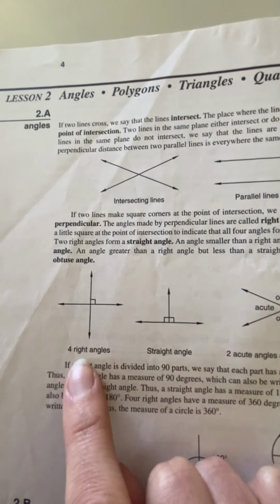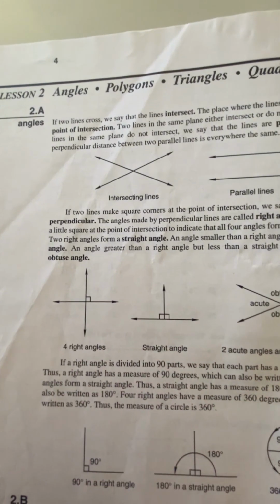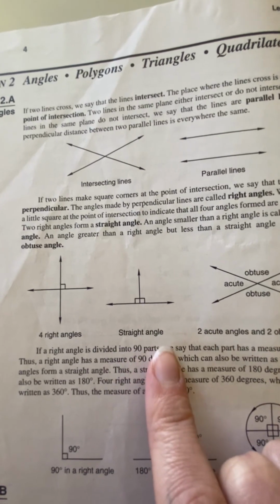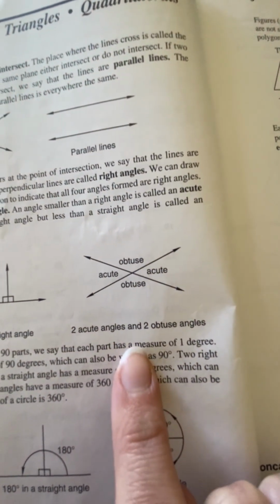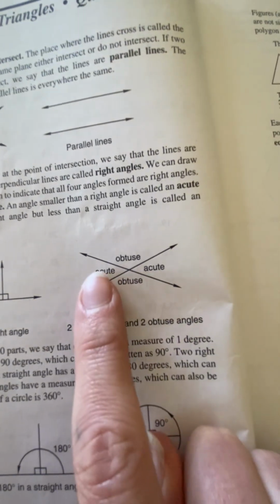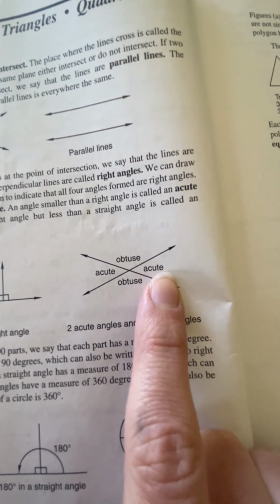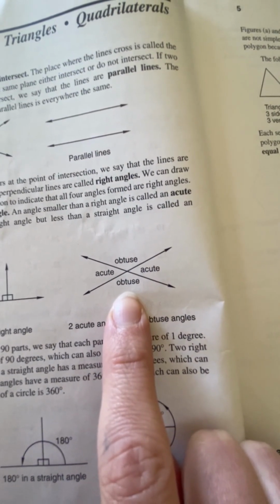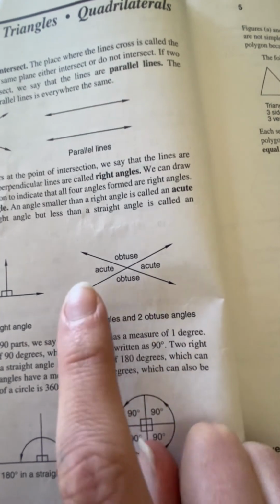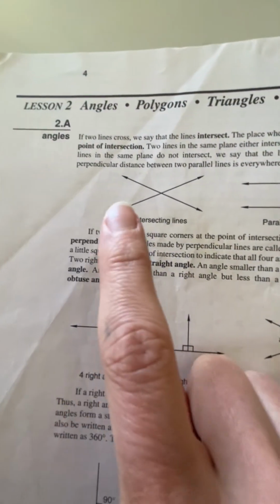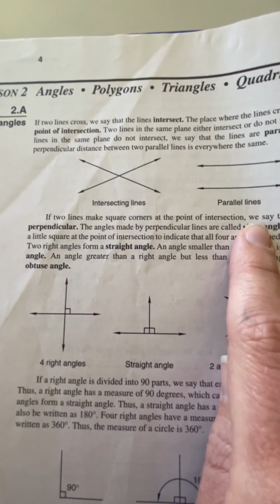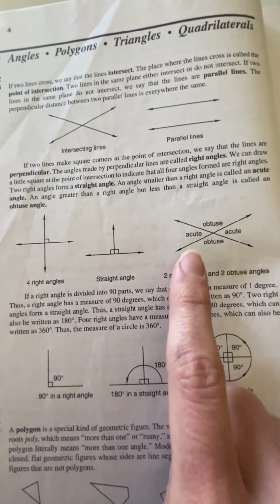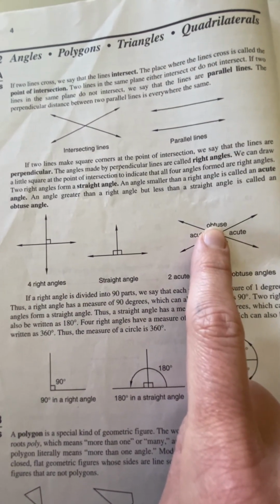So here we have four right angles. 1, 2, 3, 4 formed there. Here are two right angles squished up beside each other. That makes a straight angle. And here, if they do not create right angles, we have two acute angles, which means they are less than 90 degrees, two obtuse angles, which means they are greater than 90 degrees. Okay, so here again, intersecting lines versus parallel lines. We've got different kinds of angles, right angles, straight angles, acute and obtuse angles. Okay.